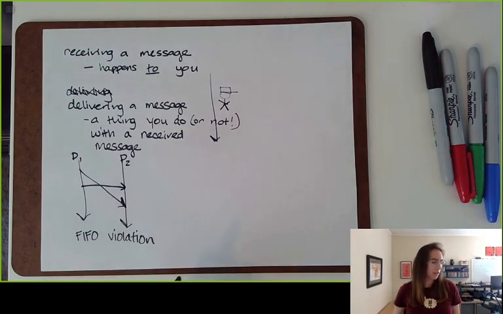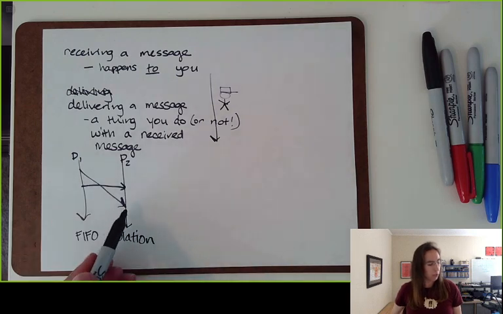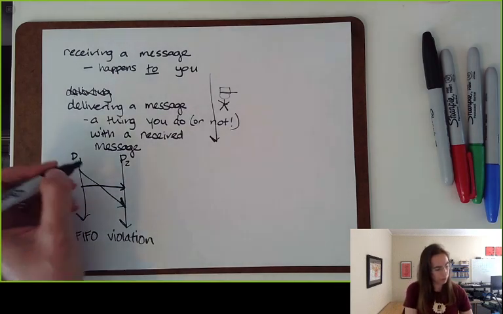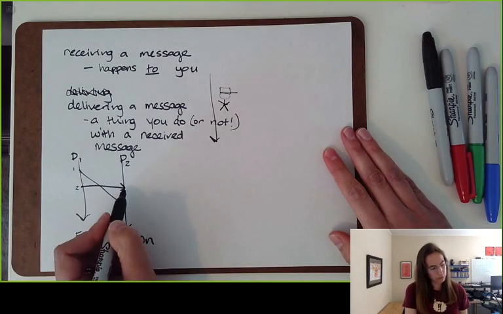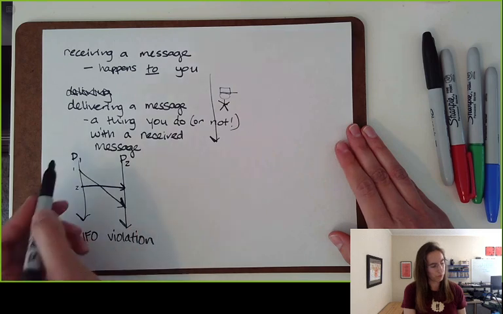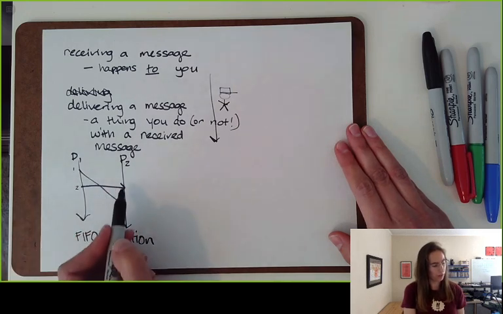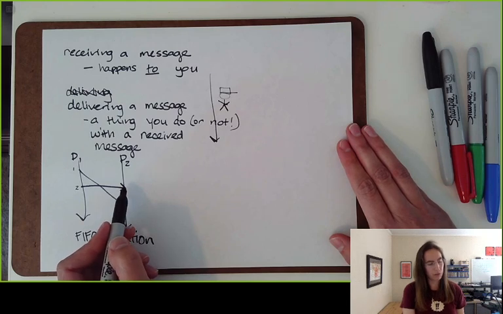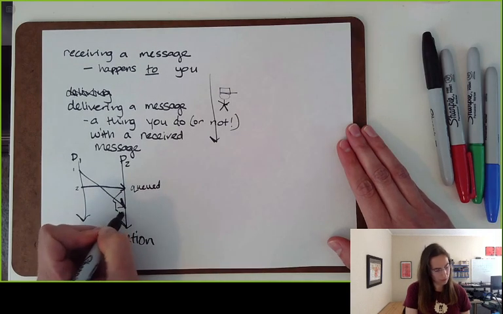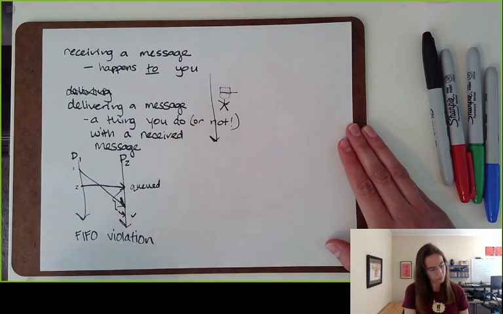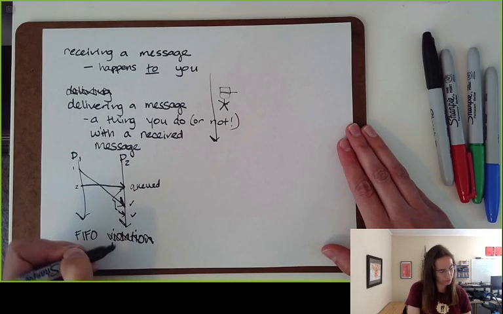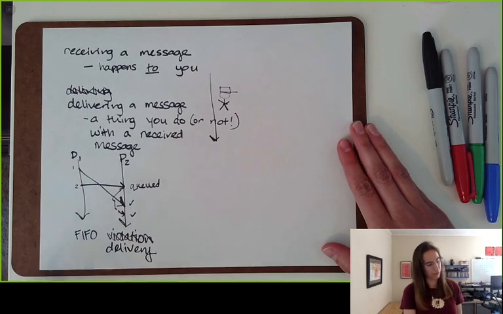To guard against that, the mail clerk on process two, when it gets this second message, could do a number of things. If these messages have sequence numbers on them, process two could look at the sequence number and say, oh, it looks like there's still some earlier message that I'm waiting for from process one. So I'm not going to deliver this one yet. I'm going to hold off. I'll put it in a queue, and then bump it down here to get delivered later. So now this is no longer a FIFO violation. Now this is delivery that respects FIFO.